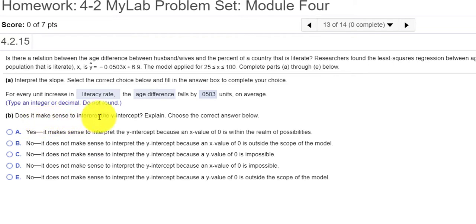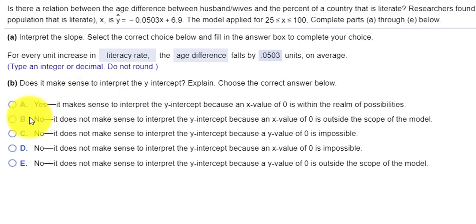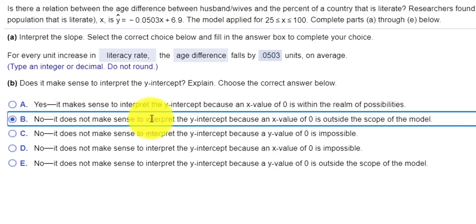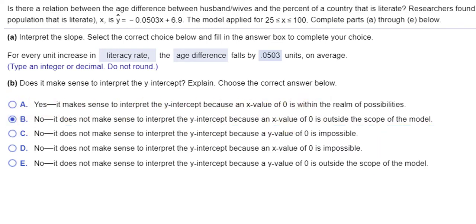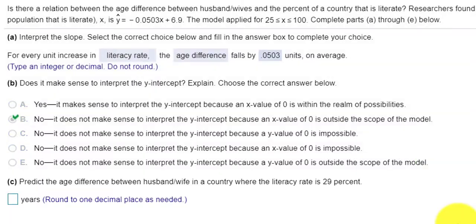Next, does it make sense to interpret the y-intercept? Well, remember, the y-intercept is found for values of x that equals 0, right? We sub in 0 for x, solve for y, but my model is only good for values between 25 and 100. So the y-intercept does not make sense because the x value of 0 is outside the scope of the model. Let's try it. I press check answer. We get the nice work.